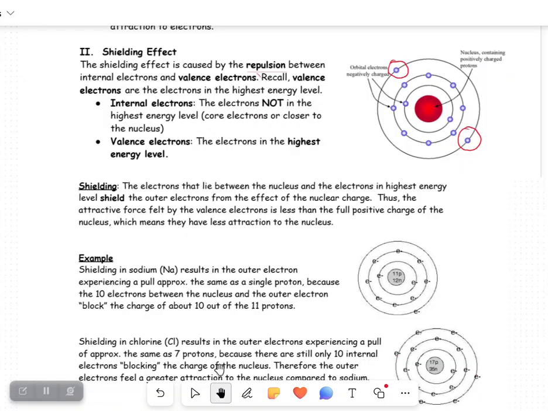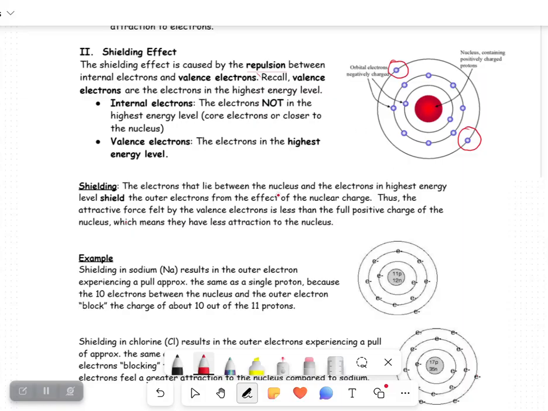Okay, so shielding: the electrons that lie between the nucleus. All right, so we have the nucleus and the electrons in the highest energy level. Highest energy level, also known as the valence electrons, shield the outer electrons from the effect of nuclear charge. Thus, the attractive force felt by the valence electrons is less than the full positive charge of the nucleus, which means they have less attraction to the nucleus.